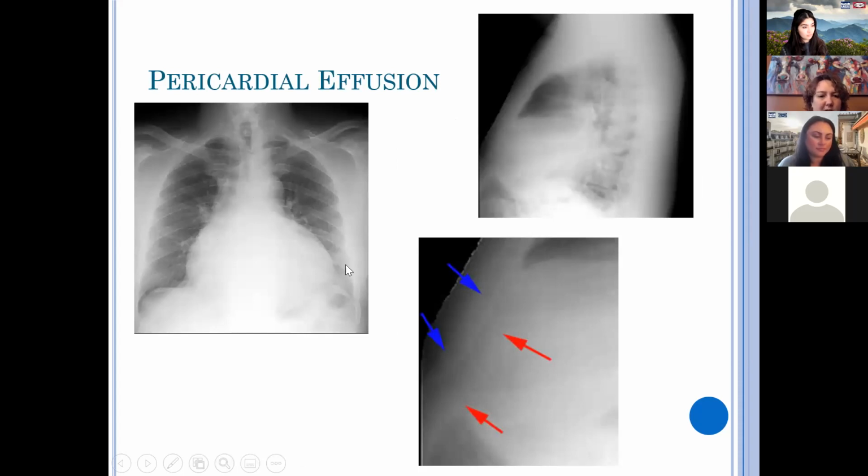Generally, these are going to be our CHF patients or trauma patients. In CHF patients, their heart is going to be gigantic, which you can see here. And here, there is a line here, which is the pericardial pleura, and then there's fluid within that.